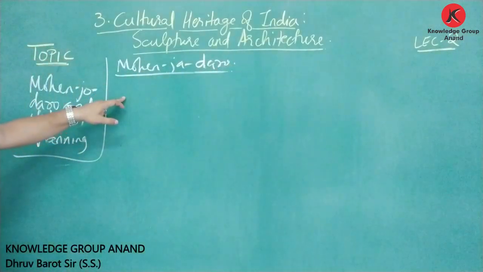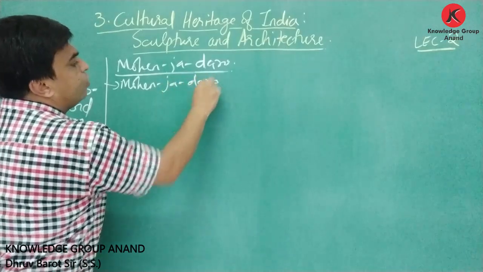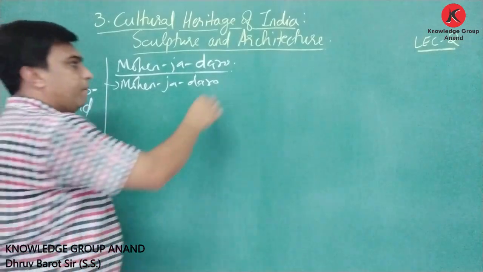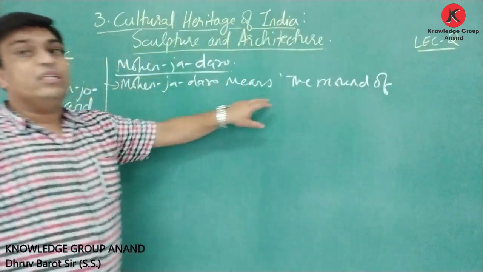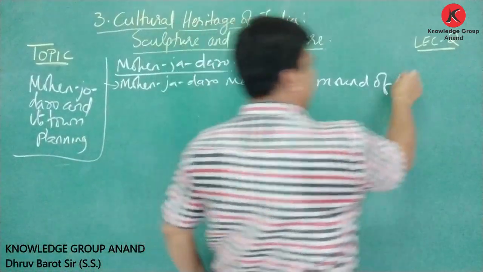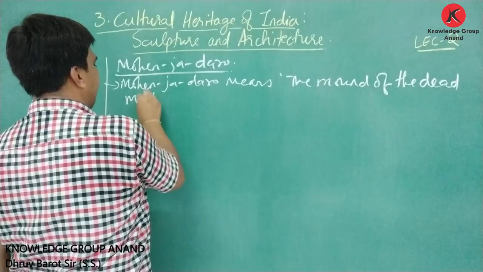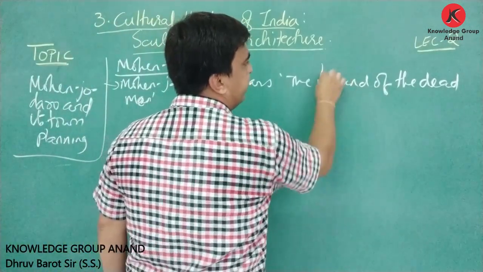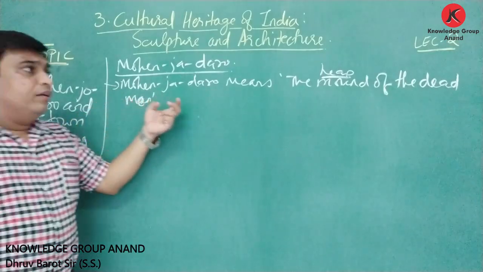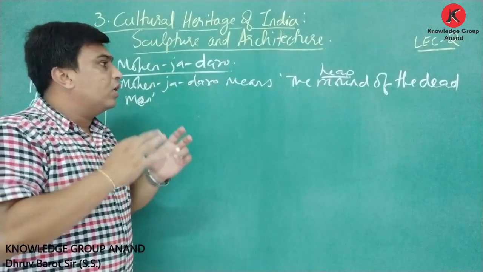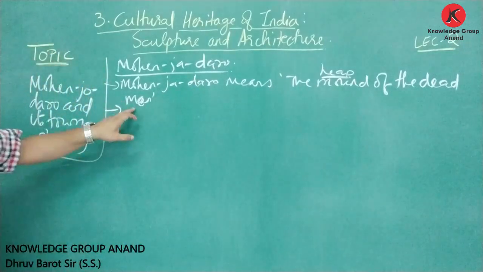Friends, let us start by understanding Mohenjo-daro. Mohenjo-daro means the mound of the dead man. Or we can say, here you can use the word heap as well: the heap or the mound of the dead man. Heap means keeping together a mass of the dead. Mohenjo-daro means the heap of the dead man.